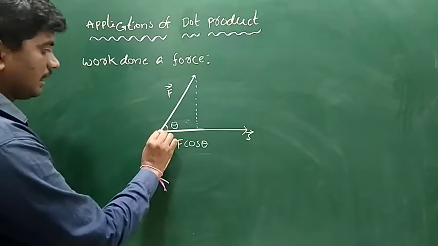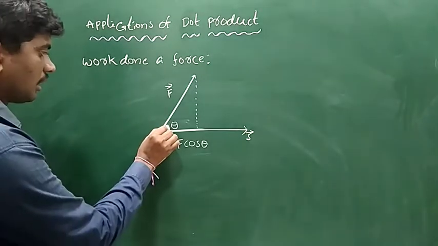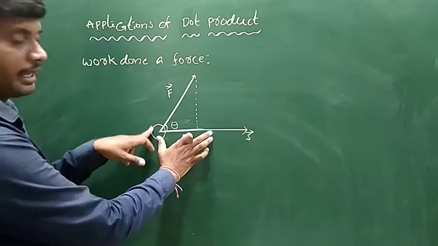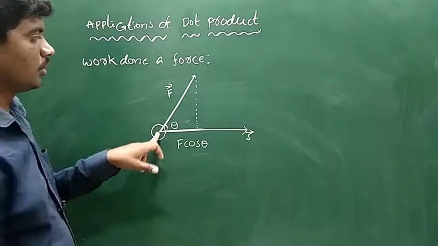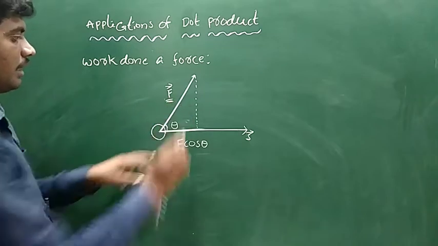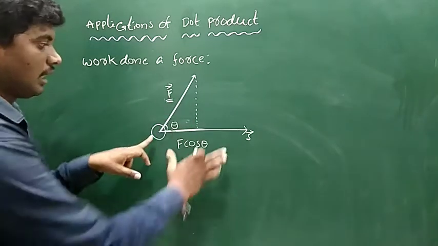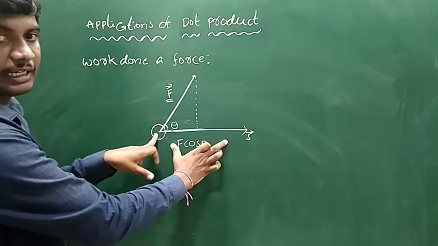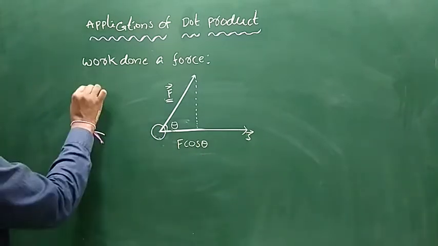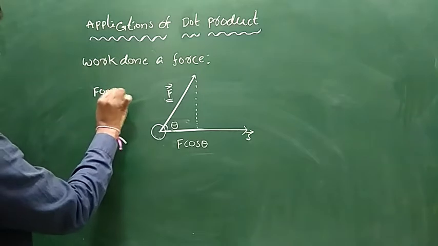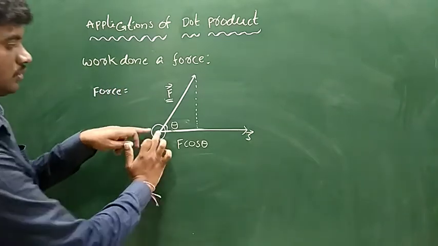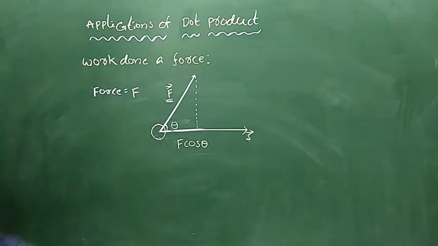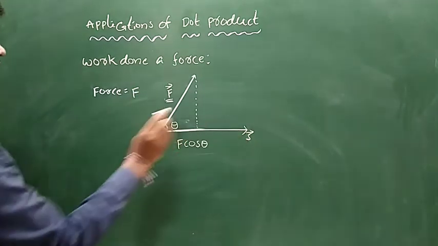Let us consider some object or roller pulled by a force F. The angle is theta with the horizontal. Let us say the horizontal displacement is S, and the force is F, to pull the object. So the object is moving from one place to another place. The force is F, and the displacement is along the horizontal surface.